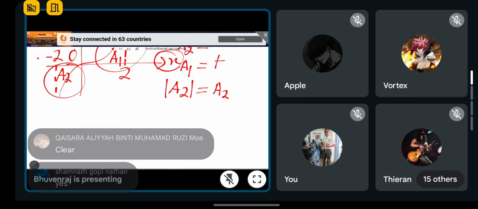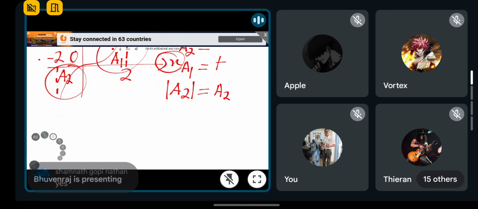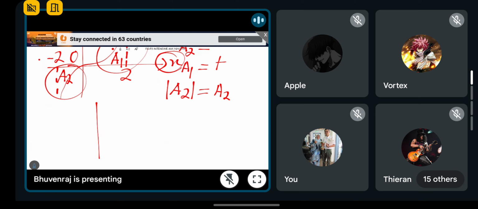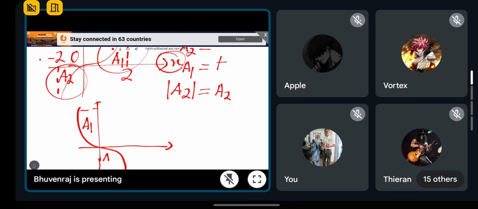Okay, so we proceed. So now we talk about the y-axis, berpandukan paksi y. Let's say saya buat graph lagi lah. Another graph. Okay, so this time graph dia akan terbalik macam ni. So you have the area A1 and you have the area A2.